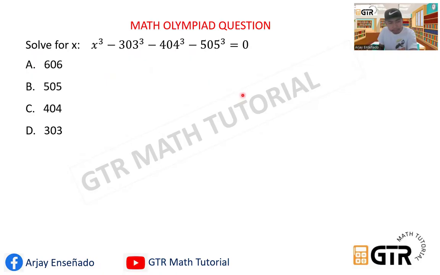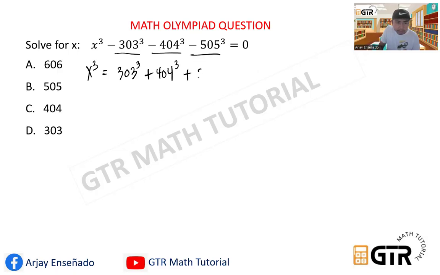Okay, so let's start. Since we only have one variable, x cubed, and all the others are just numbers, we can put all of these numbers on the other side. They are all negative, so they become positive on the other side. So we have x cubed is equal to positive 303 cubed, positive 404 cubed, and positive 505 cubed.